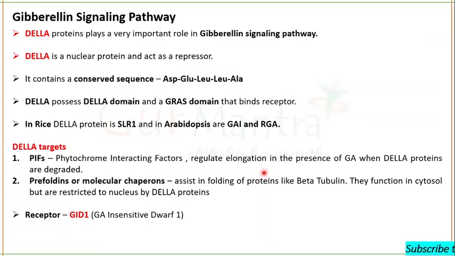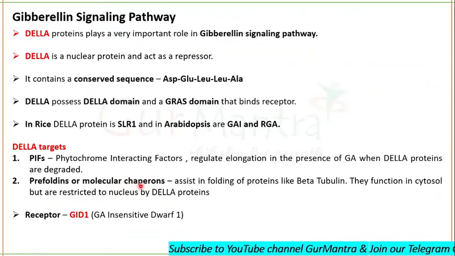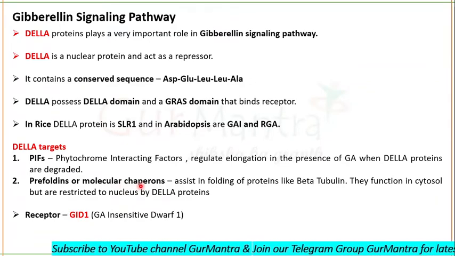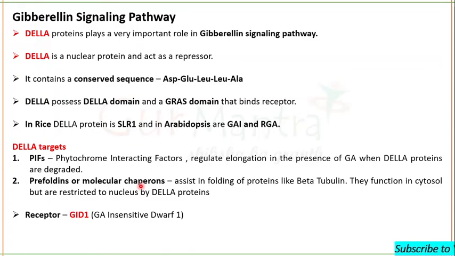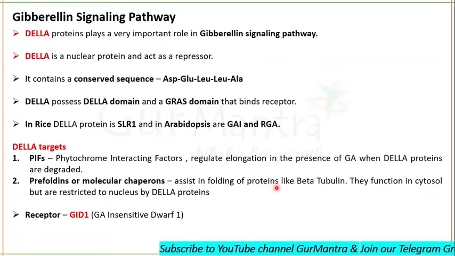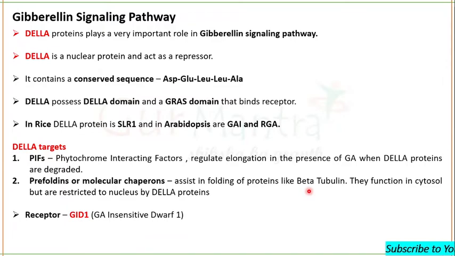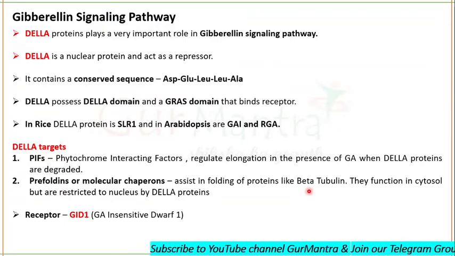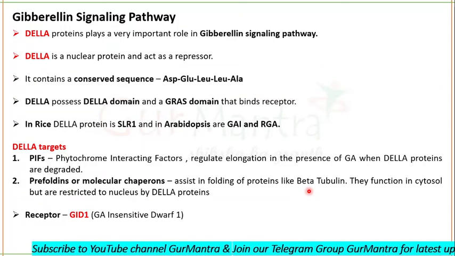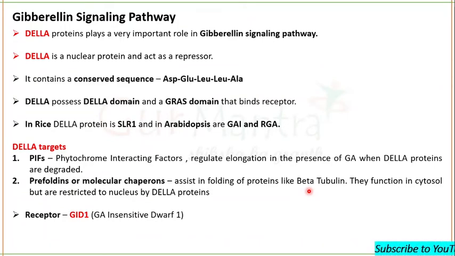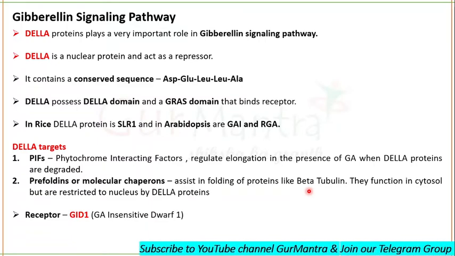The next target of DELLA protein is prefoldin, or molecular chaperones. Prefoldin or molecular chaperones are found in the cytosol as well as in the nucleus. We know that prefoldins or chaperones are responsible for protein folding, and mainly they play a role in the folding of the protein beta tubulin, but these DELLA proteins restrict these chaperones to the nucleus, and we know that the receptor of the gibberellin signaling pathway is GID, which is GA insensitive dwarf 1.